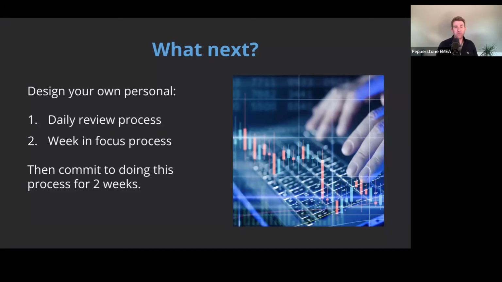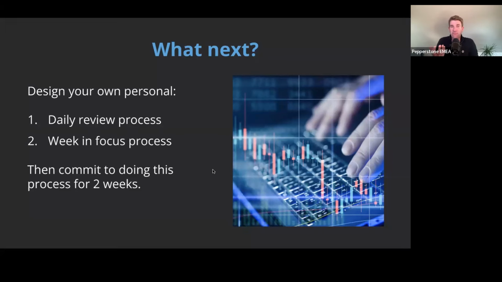And then a week in focus process. And again, that's 15 minutes, 30 minutes, maybe an hour if you're taking real time over it and you're sitting there with a coffee on a Sunday morning and you're taking your time, maybe. But you get the idea. It's not hours and hours and hours. And just commit to doing it. Commit to doing it for 2 weeks.